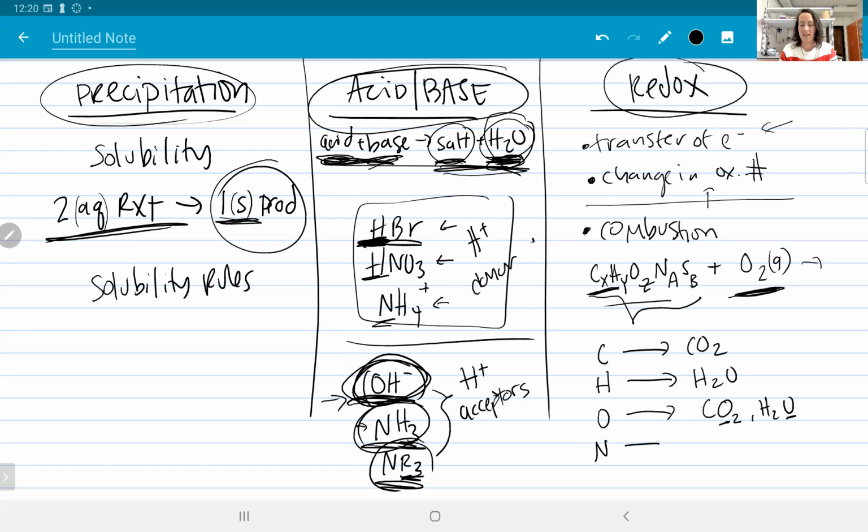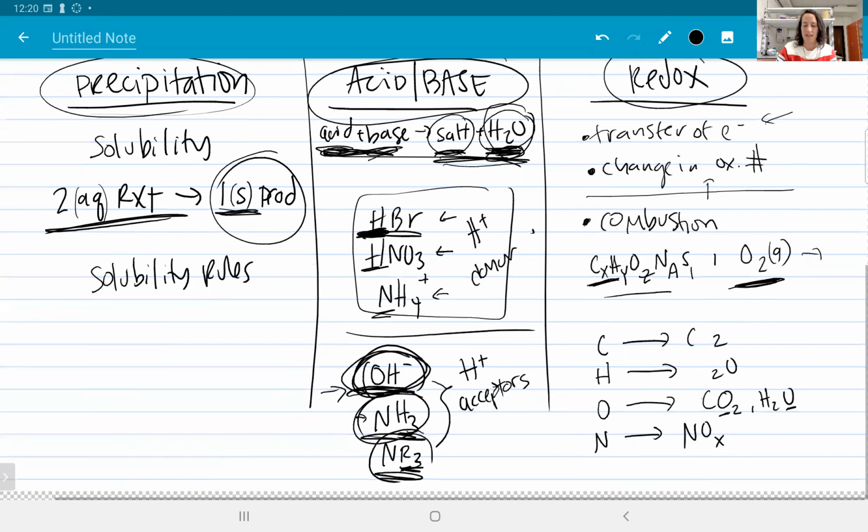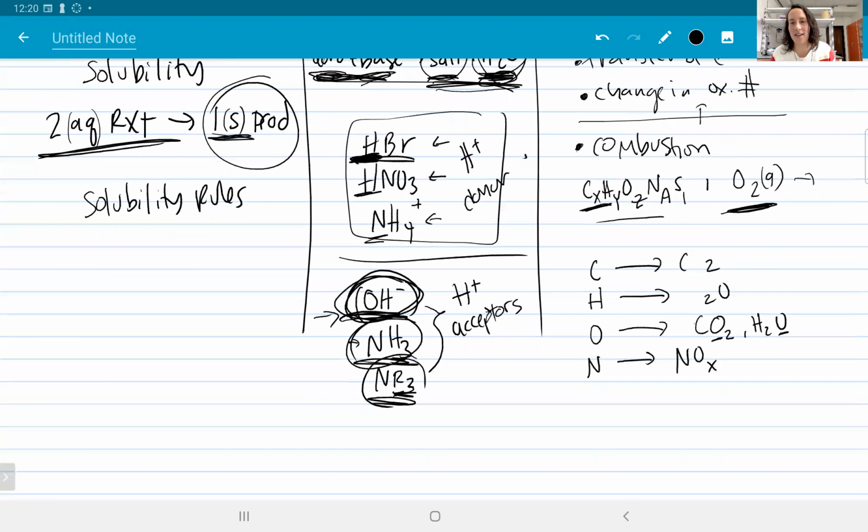So if you have a nitrogen, you'll see what we call NOx compounds. So the X is usually either a 2 or a 3. They're covalent compounds, so like nitrogen monoxide, nitrogen dioxide, nitrogen trioxide, so on and so forth. And if you have a sulfur compound, you'll find that you produce what's called SOx, so SOx. So that could be SO2, SO3. You'll form those kinds of compounds.